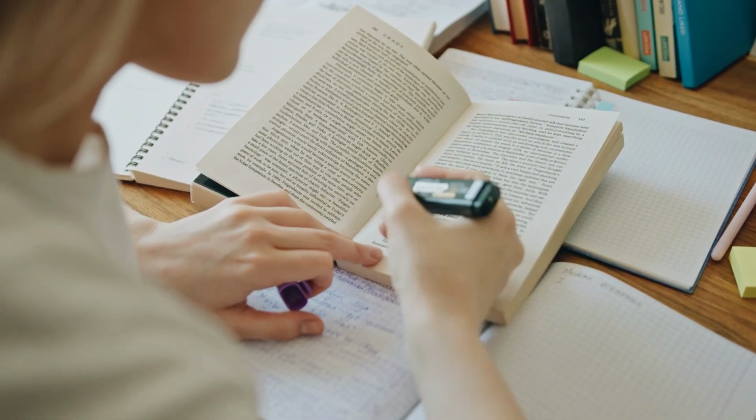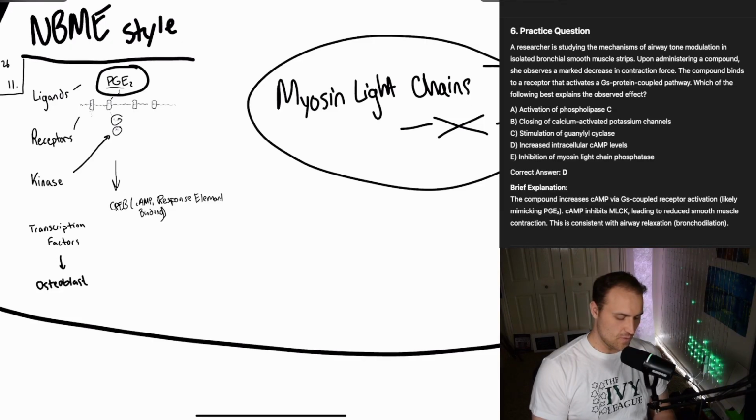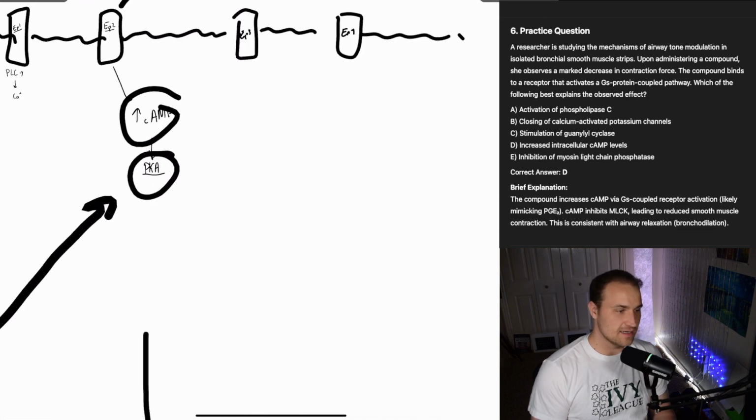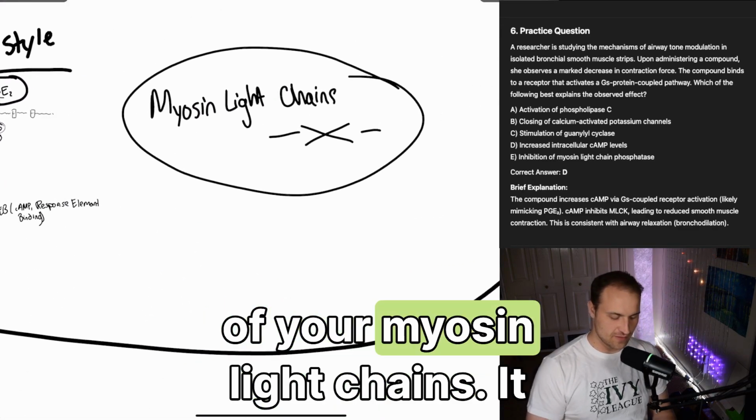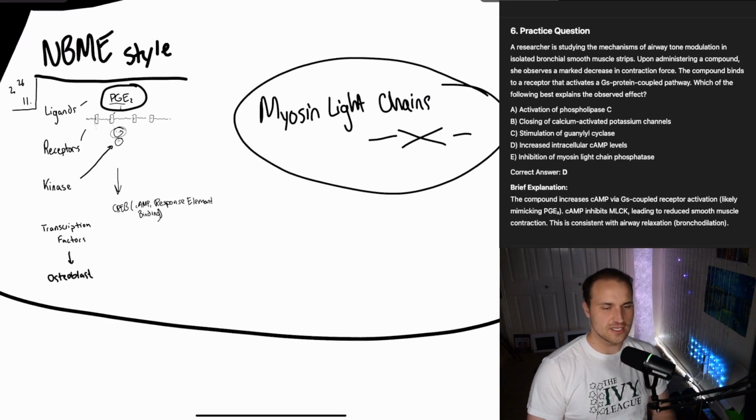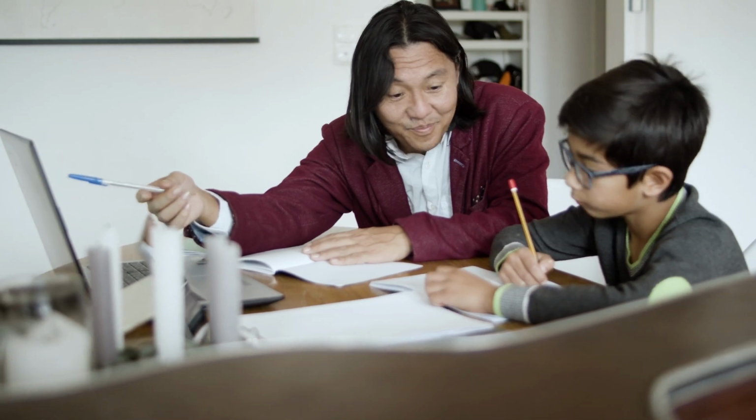In this question, we're talking about PGE2. Why? Because that stimulates adenylyl cyclase in smooth muscle cells, and that leads to an increase of cAMP, which inhibits the activity of myosin light chain kinase. And so you decrease the phosphorylation of your myosin light chains. It just helps you chill out. Your myosin light chains are trying to cross-bridge, trying to be activated by their kinases.